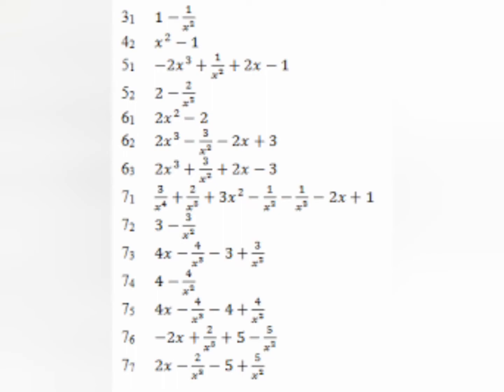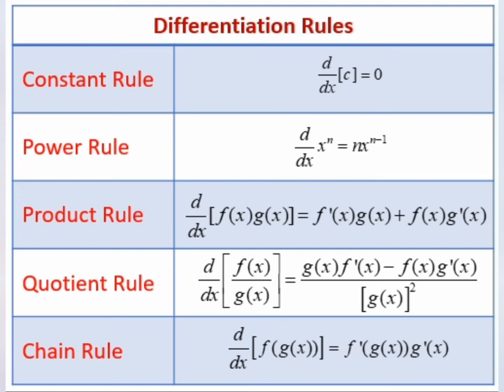Let's turn our attention to the rules of differentiation. Now, the constant rule says that anytime you differentiate a constant, you get 0. The power rule says to multiply the power by the coefficient and reduce the power by 1. We are now going to look at the product rule. The product rule is about multiplying two polynomials together and differentiating them.